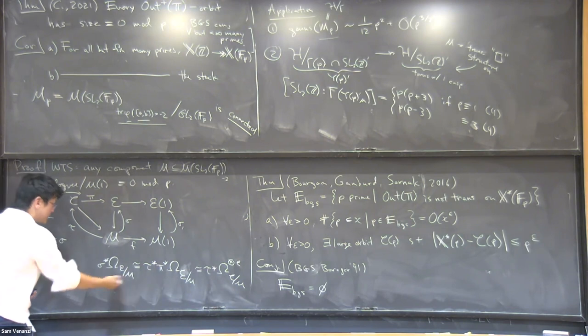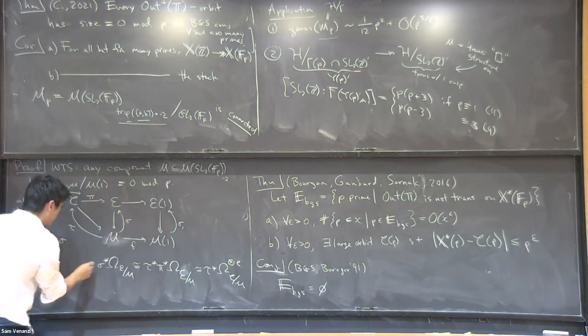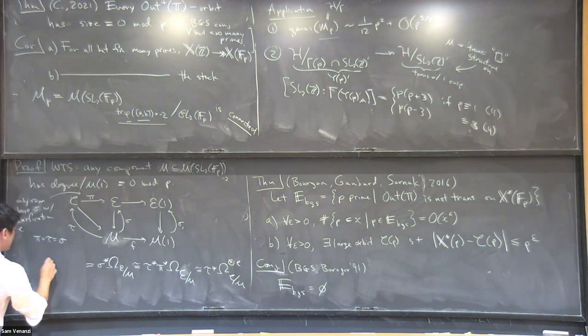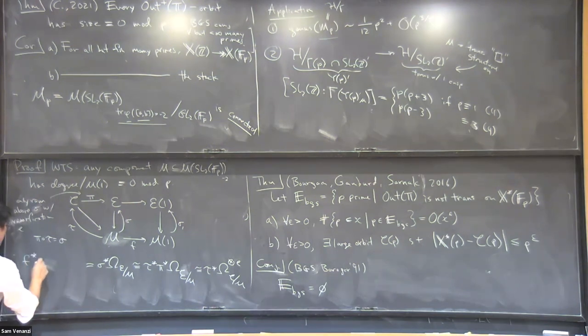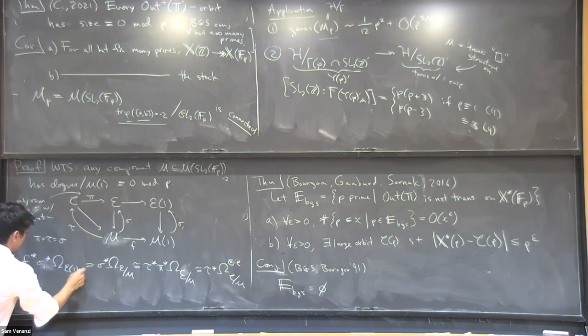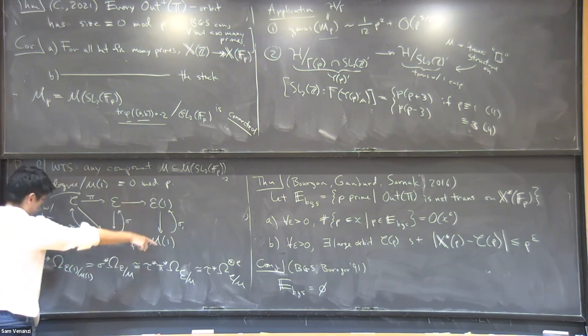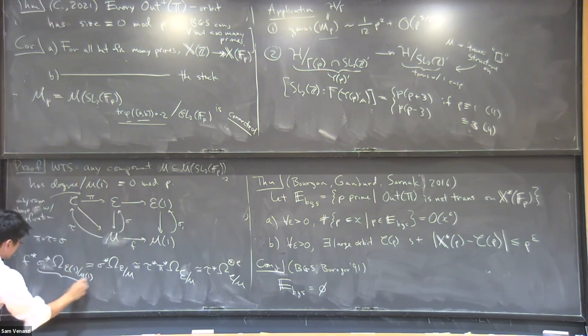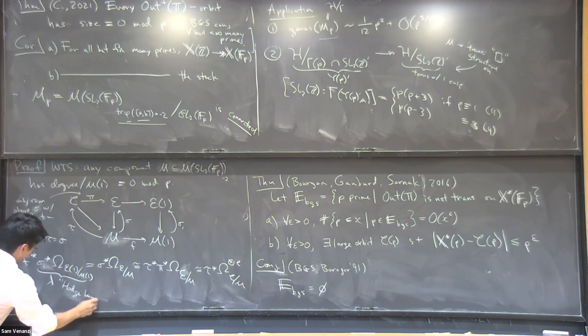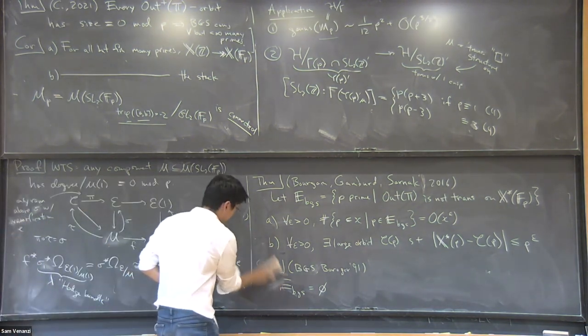On the other hand, this can also be related. This pullback is also isomorphic to the pullback by sigma one upper star of omega, the cotangent sheaf of the universal family. And this thing is precisely called the Hodge bundle. In particular, you can compute its degree in a certain sense.